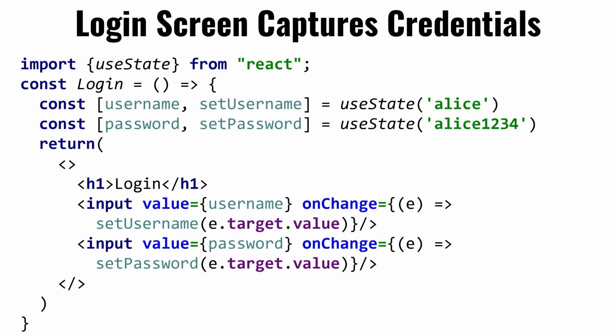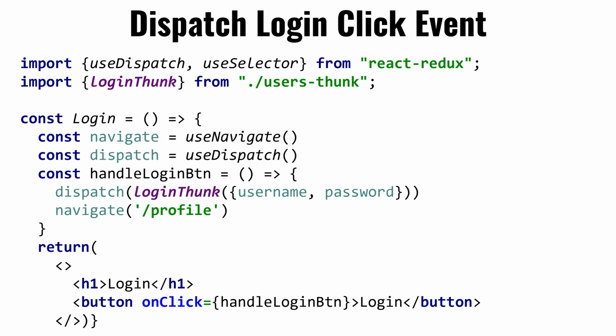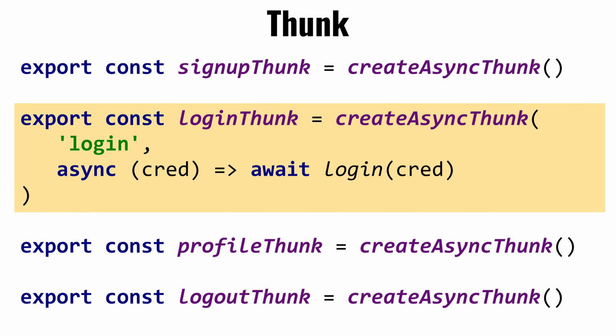The login screen captures credentials as username and password to post to the server to log in. When the user clicks the login button, the login screen dispatches the credentials to the login thunk, and then navigates to the profile screen. The login thunk dispatched by the login screen sends the credentials to the login service function and waits for the response from the server.